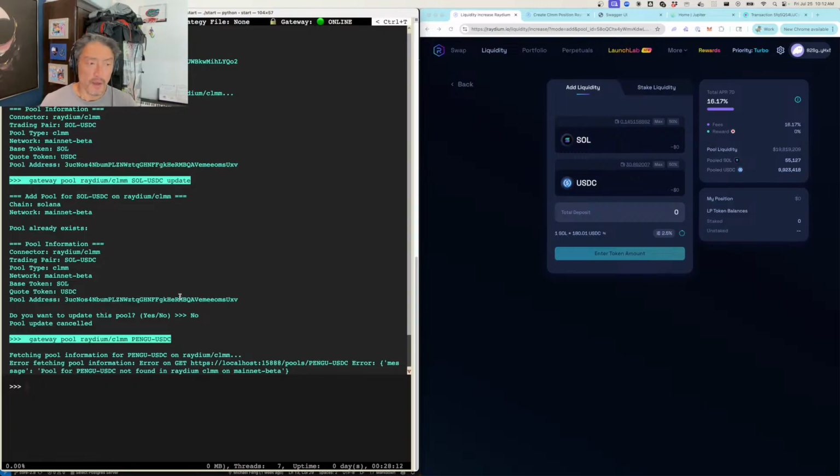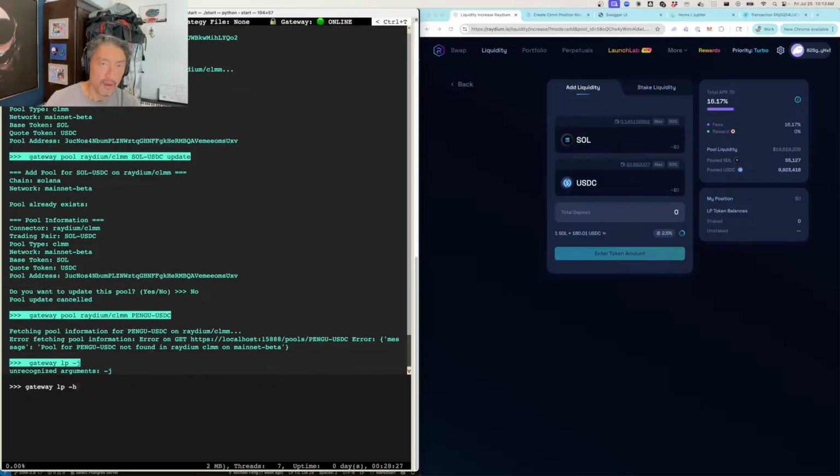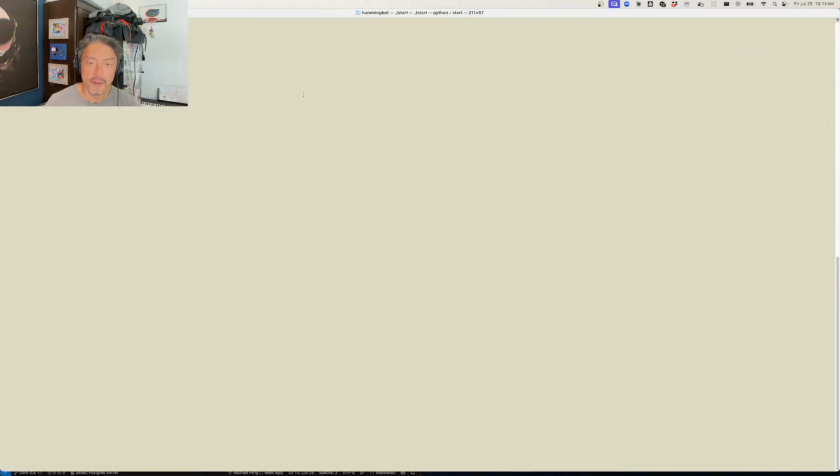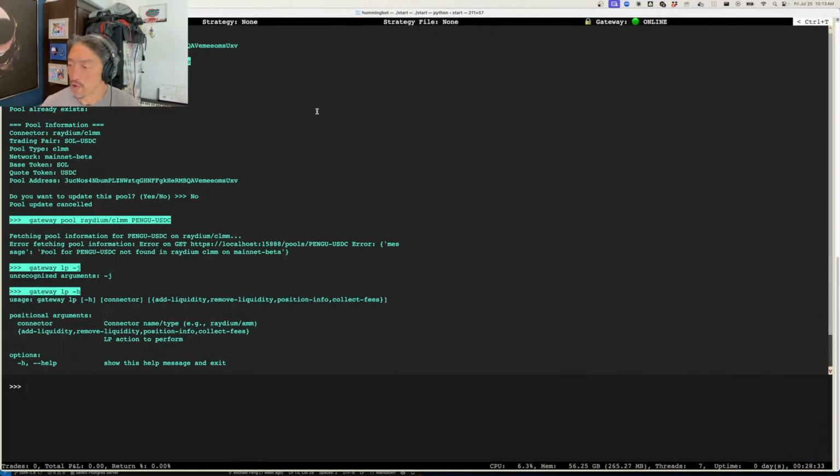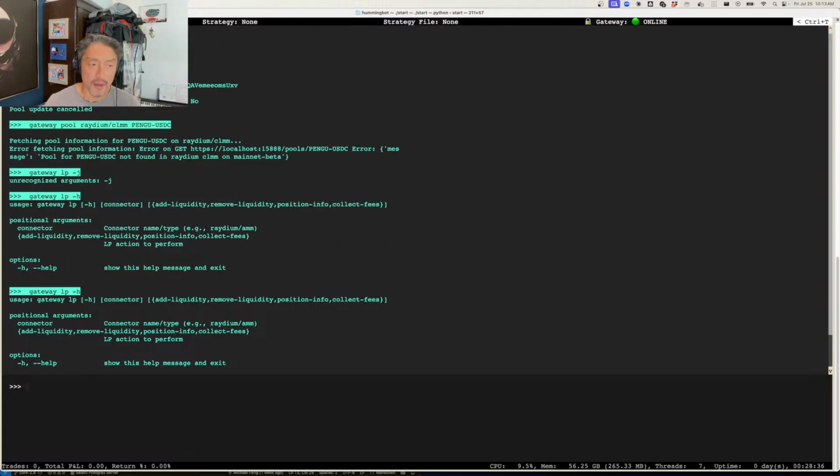All right. So now let's start actually interacting with these pools. The main way, besides swap, is that you can LP versus the pools. So let me talk about the LP command first a little bit. This is a new feature in Gateway 2.8. What the LP command does is it allows you to add liquidity, remove liquidity, get info about a position, and collect fees from Gateway AMMs. So this is kind of like a counterpoint to swapping. If you're doing swapping, you're a taker. If you're an LP, you're a maker.